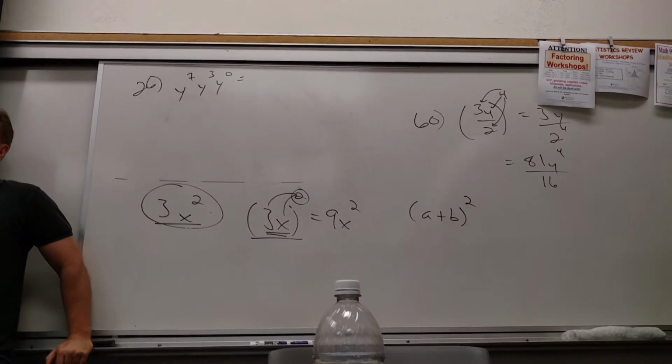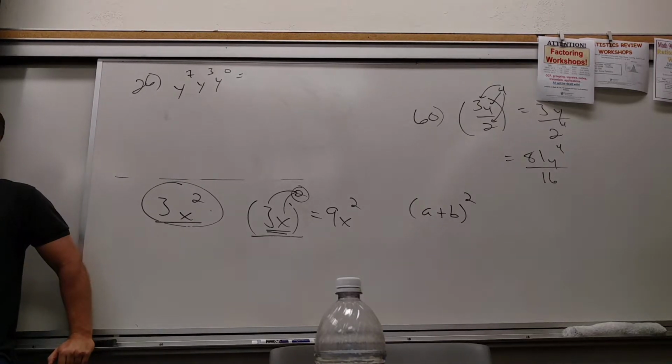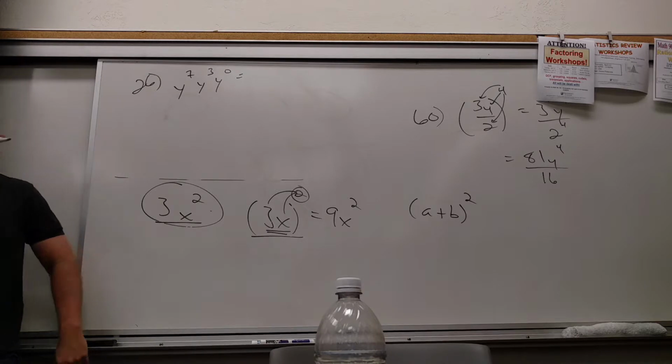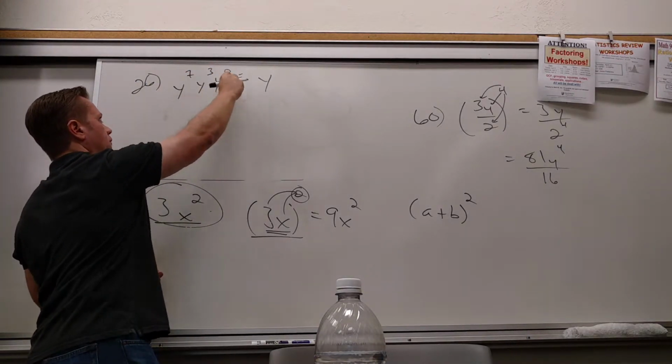So the overriding thing here is I'm multiplying like bases. What does that mean I can do with the powers? Add them. So then I'm going to get y to the what? What's 7 plus 3 plus 0? 10. 10.